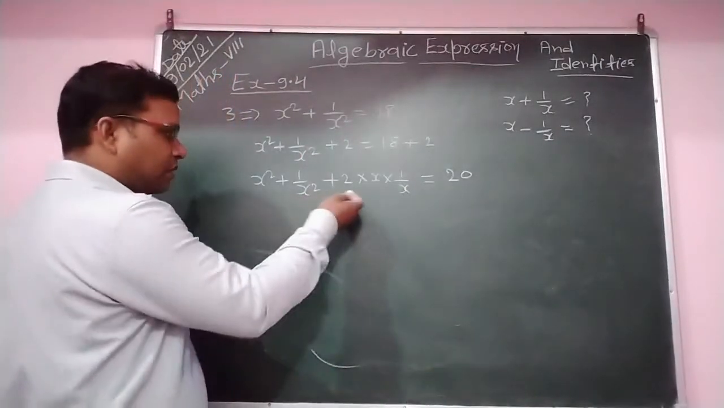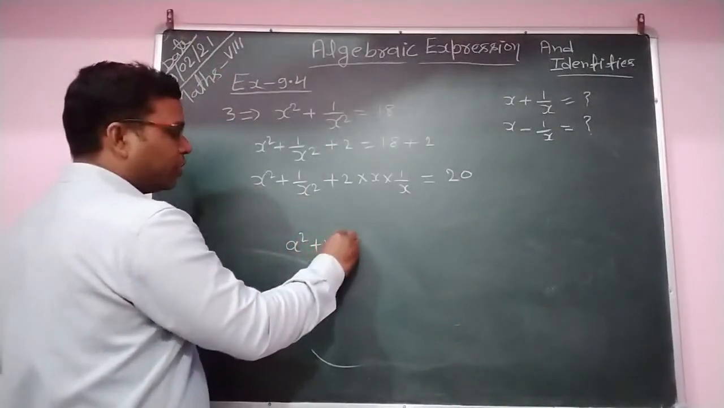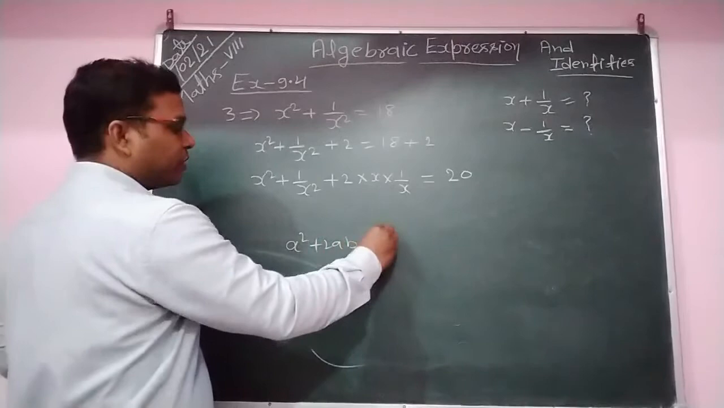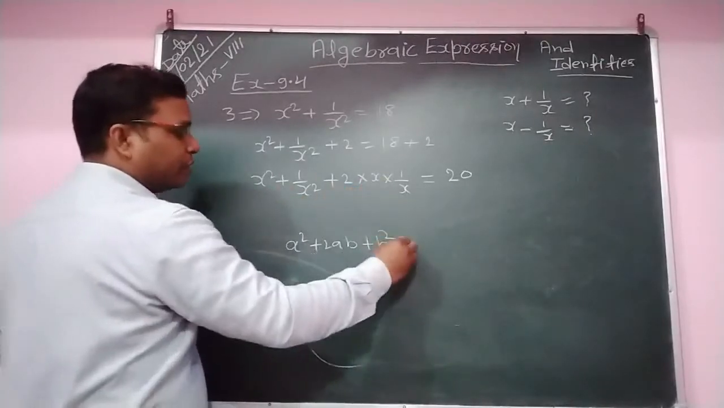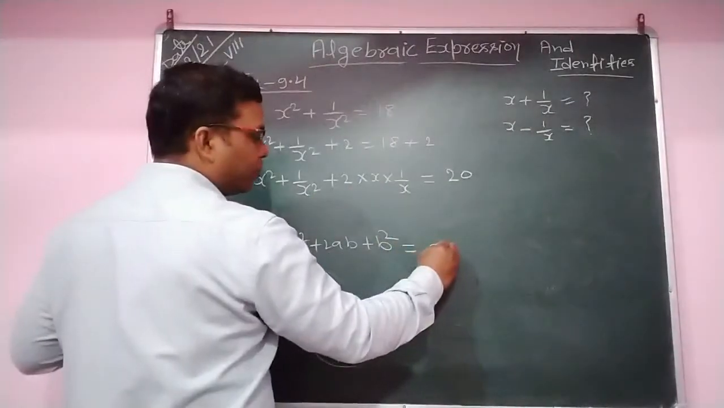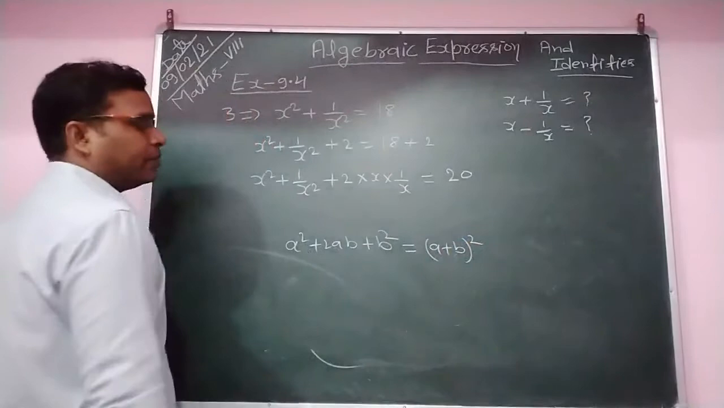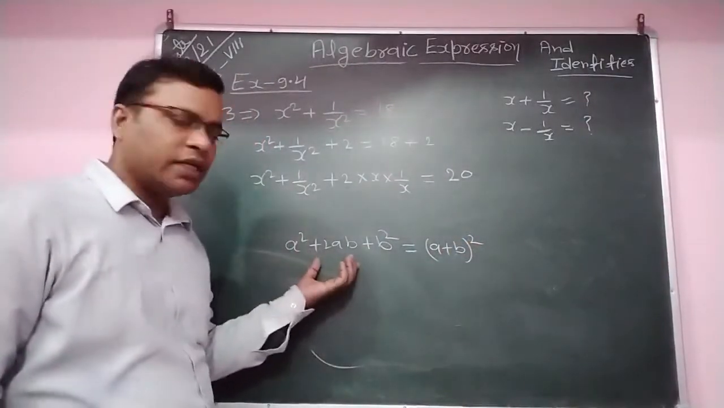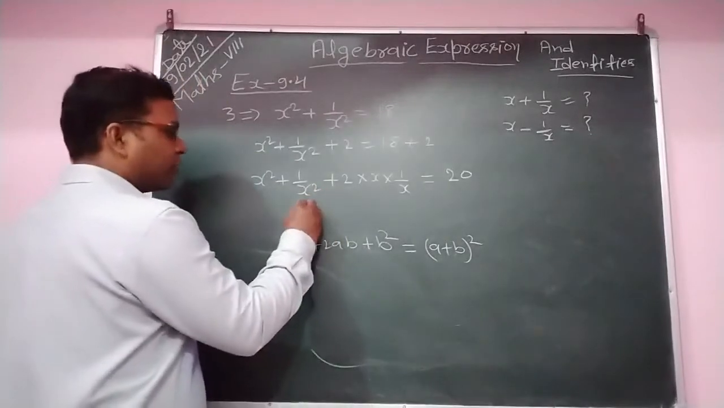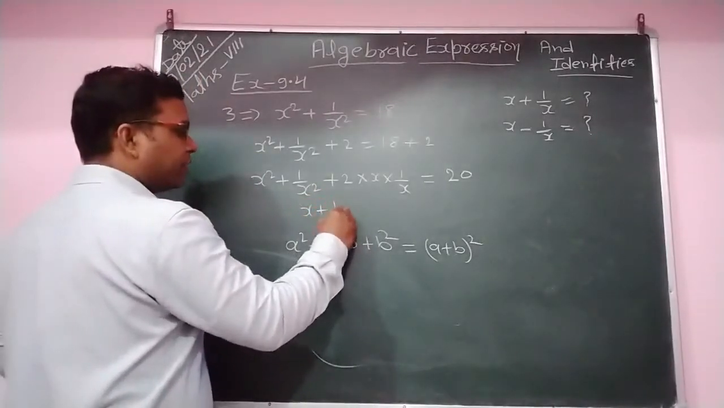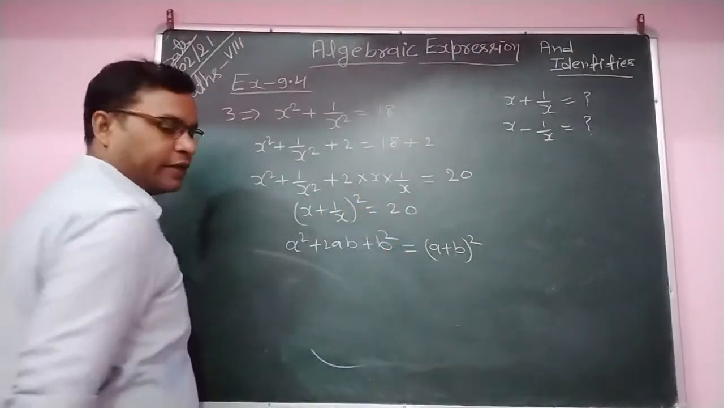Now after this, you can see this is the form of a square plus 2ab plus b square, that is, a square plus b square plus 2ab. This is equal to the whole square of a plus b. So according to this identity, this is the first identity, you can write it as the whole square of x plus 1 by x, and this is equal to 20. Clear?